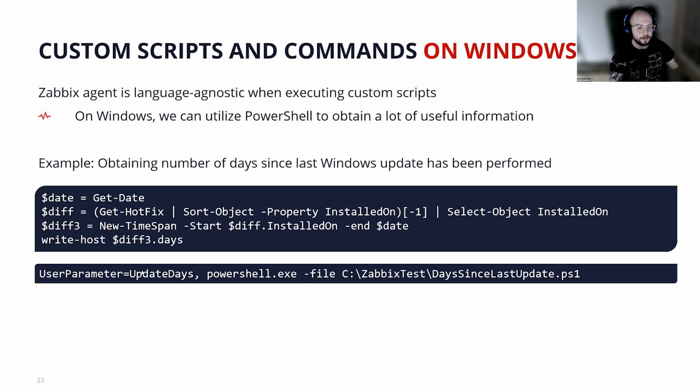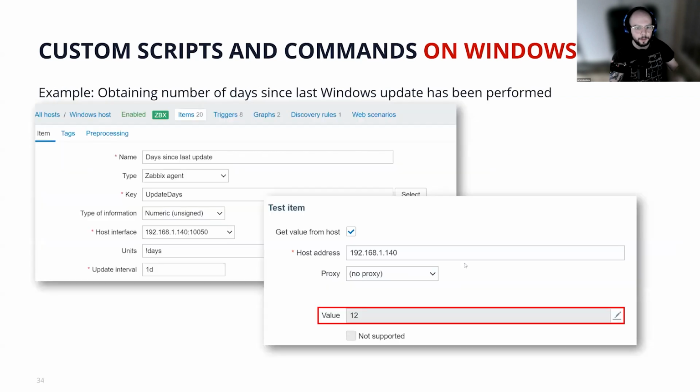I am creating essentially a new reference to an item called update days, and I'm executing PowerShell and pointing it at this script. And there we go. 12 days since I last updated my machine. A new custom item, right?